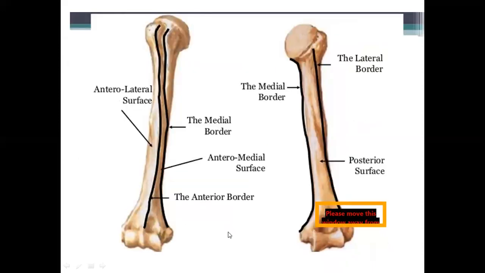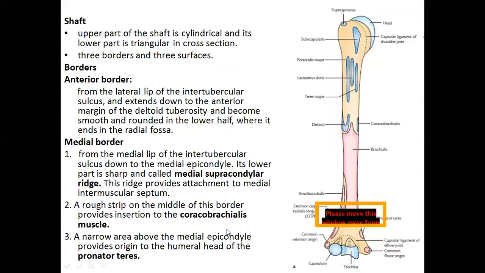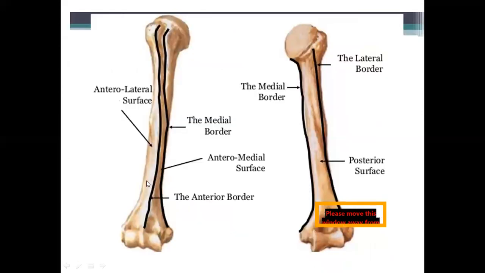Now that you know the upper end, we will come to the shaft. When you talk about the shaft, you have to know the borders. What are the various borders it has? We know this is the upper end of the bone, this is the lower end of the bone, and this whole thing is the shaft. The borders are: one medial border, and the other is the lateral border. Away from the midline is the lateral border, near to the midline is the medial border.